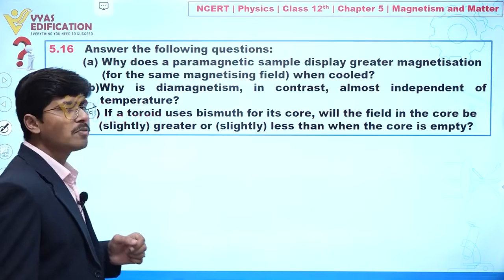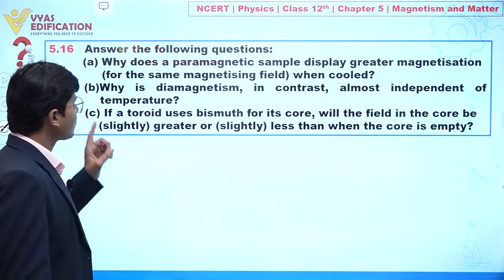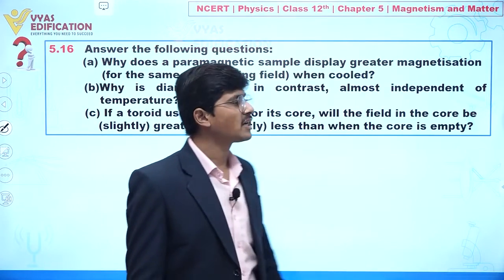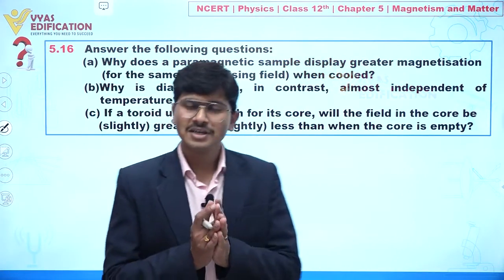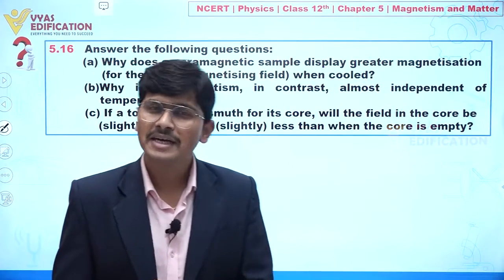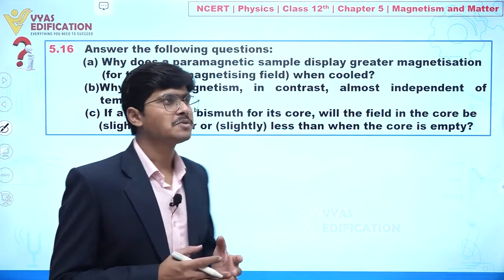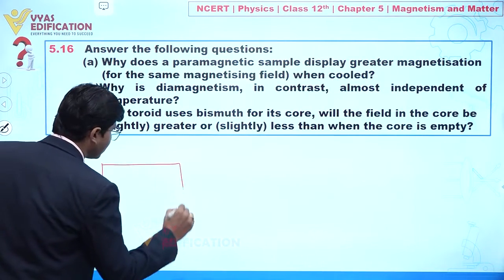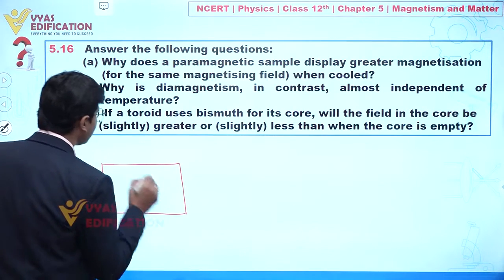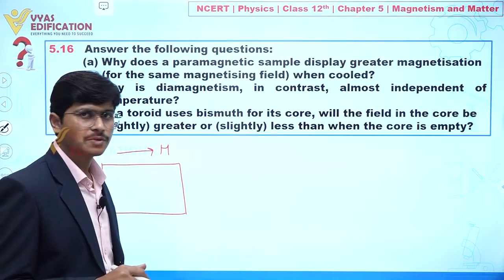Now part B, it is given to you, why is diamagnetism in contrast almost independent of temperature? Now listen carefully, what is the property of a diamagnetic substance? Let's suppose you are placing a diamagnetic material in a magnetizing field, let's suppose that is H, clear.